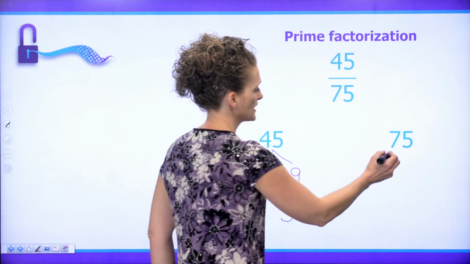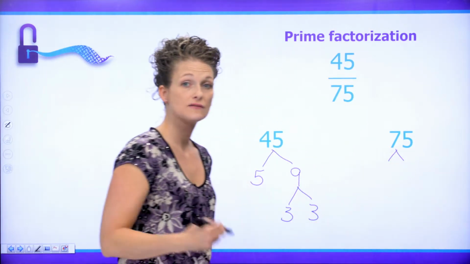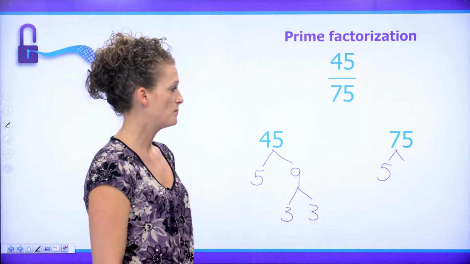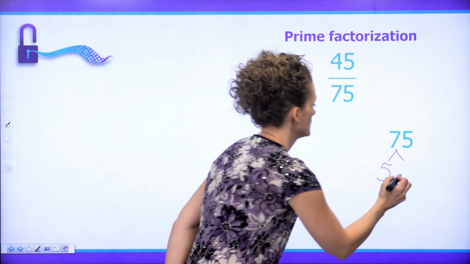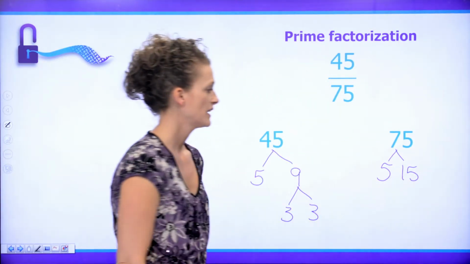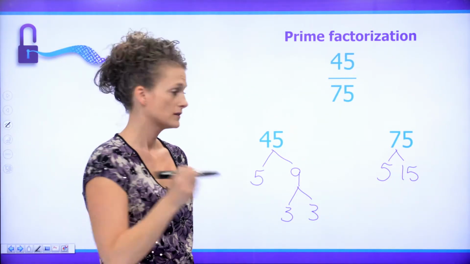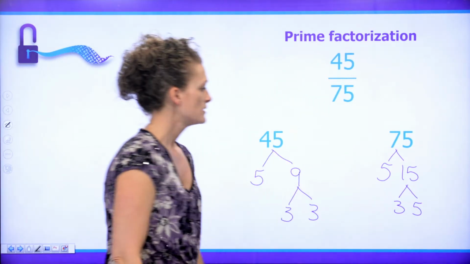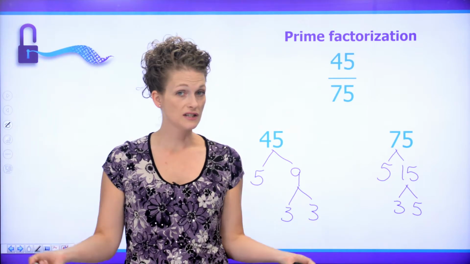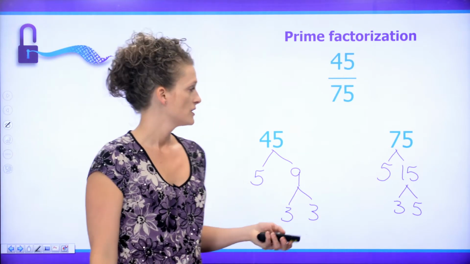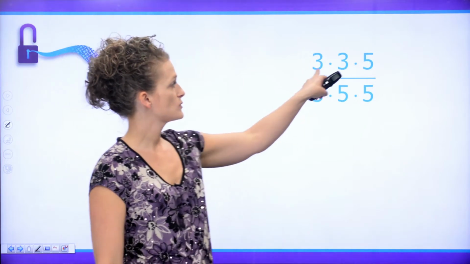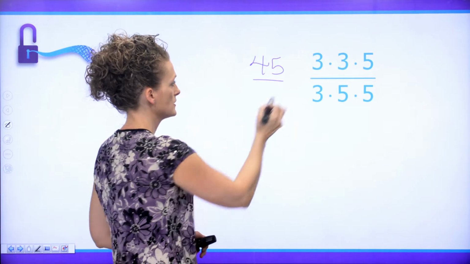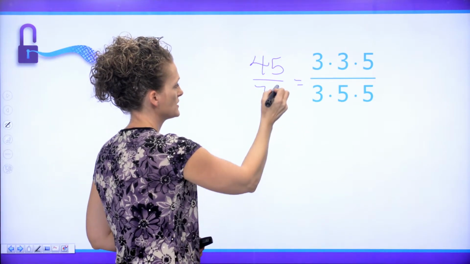Let's look at 75. Again, 75 also is divisible by 5. So if I divide 75 by 5, what do I have left? I have 15. And 15 is divisible by 3 and 5. Now, 75 is broken into its prime factors. So let's put it all together. So this was 45. We broke it down into its prime factors, and the bottom was 75.